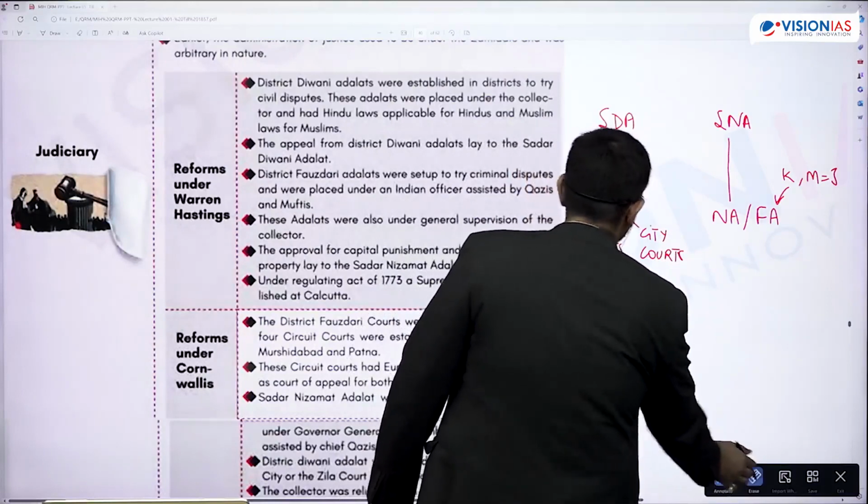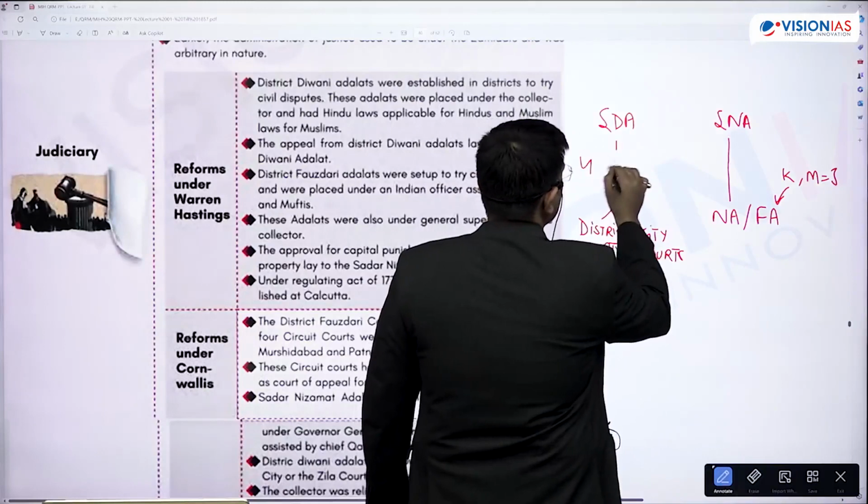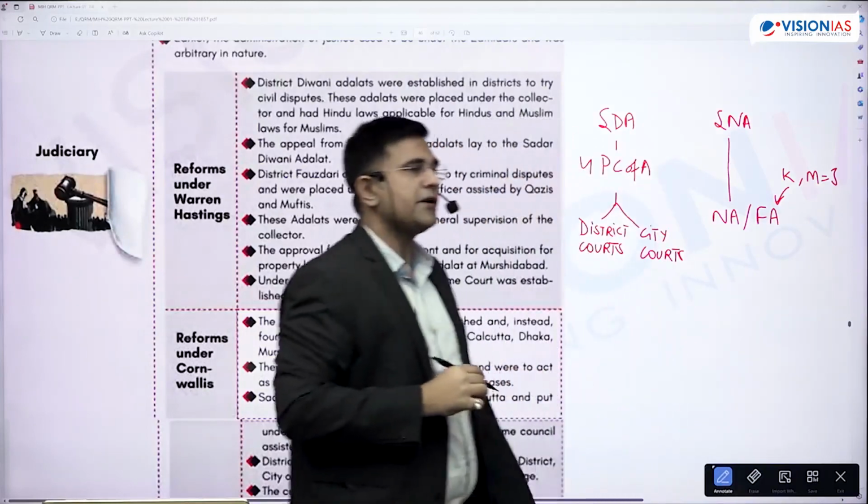That is what he is doing. Plus, at the center level, he is creating a new hierarchy. That is 4 provincial courts of appeal. So Bengal was divided into 4 divisions.